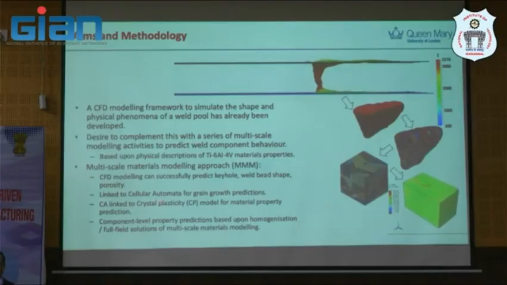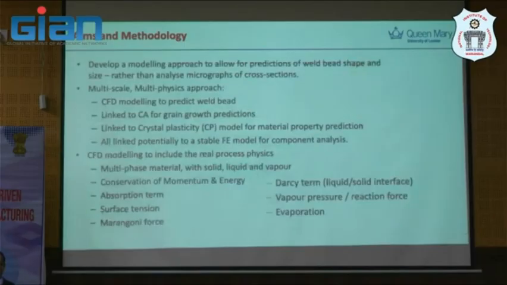And then we link this cellular automata to the grain growth prediction, and link this CA to the crystal plasticity model to predict the material property distribution across the whirlpool. And this component level property prediction is based on the homogenization. I think this is a term that you may be more familiar with than me. This is homogenization of full field solution in the multi-scale modeling framework here.